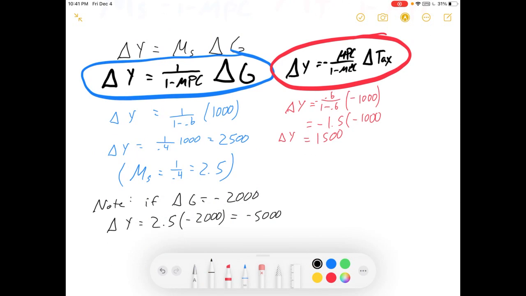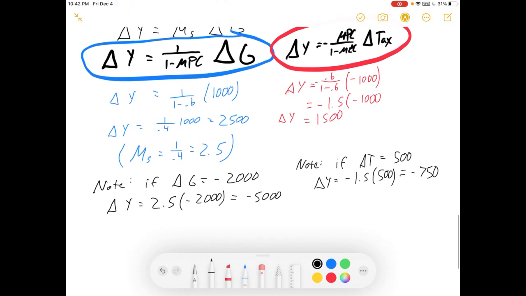Now, we could do a different example. Note, if the change in taxes were equal to 500, then our change in GDP would be negative 1.5 times 500. GDP would fall by $750.